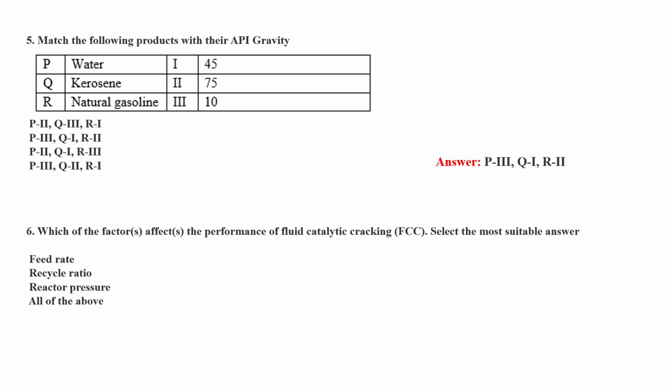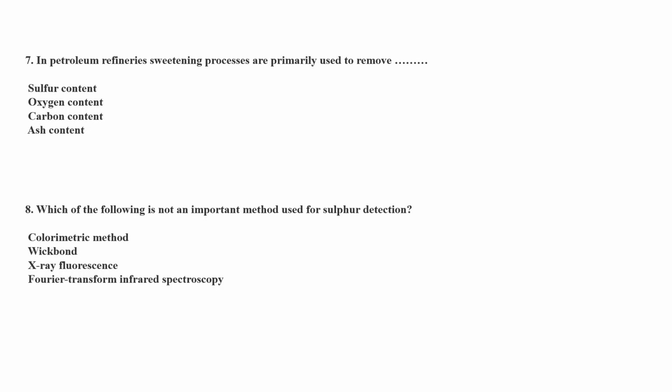Which of the factors affects the performance of fluidized catalytic cracking? Select the most suitable answer. The answer to this is all of the above, as feed rate also affects the catalytic cracking performance, the cycle ratio, and reactor pressure also affect the performance of FCC. The seventh question: in petroleum refineries, sweetening processes are primarily used to remove, as I told, it is used for the removal of sulfur content.